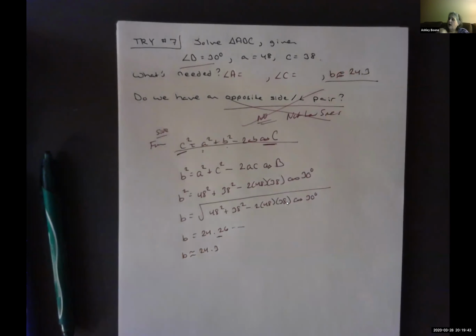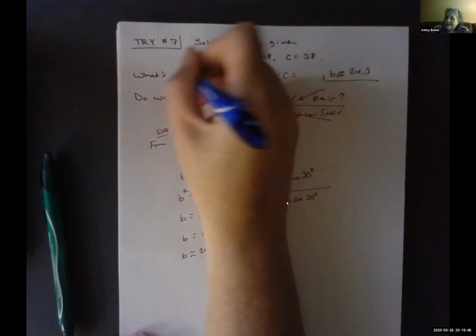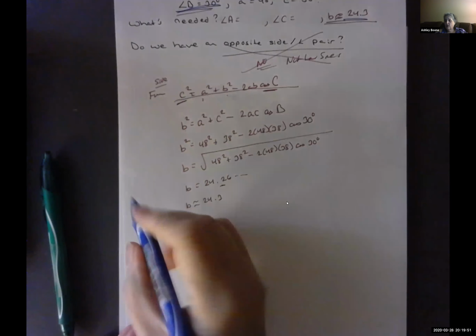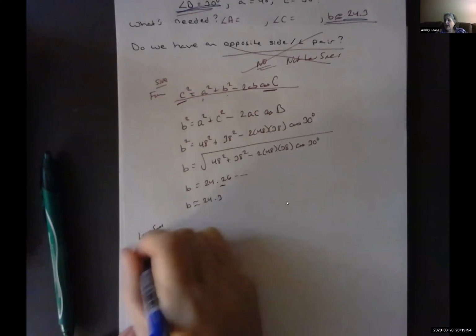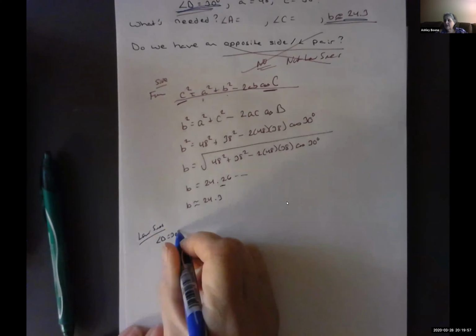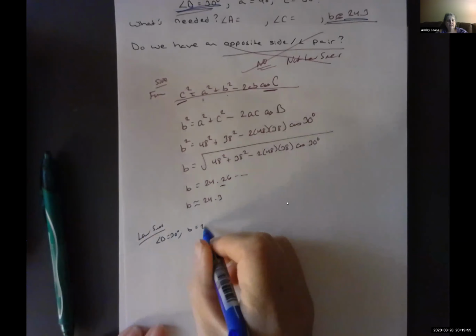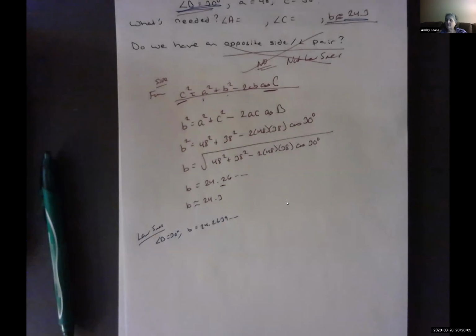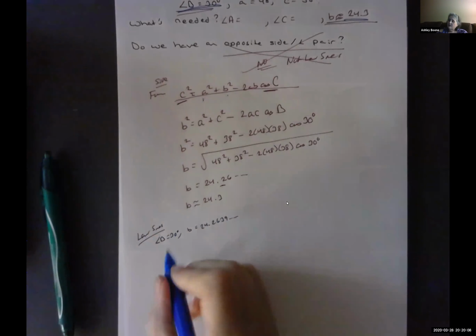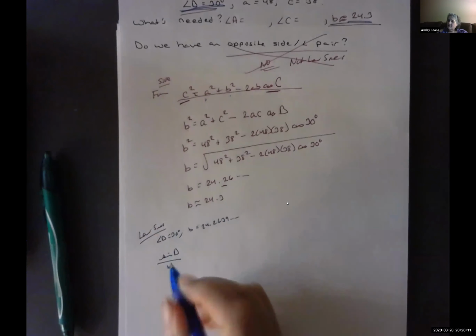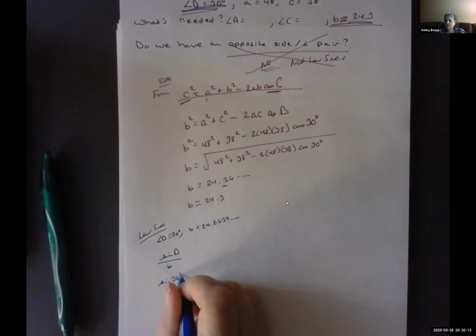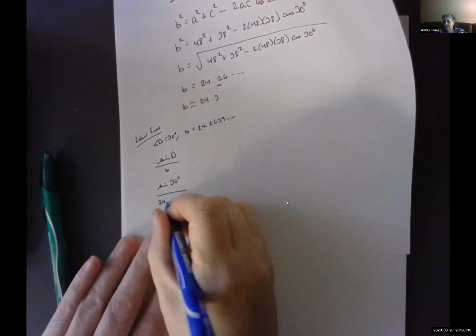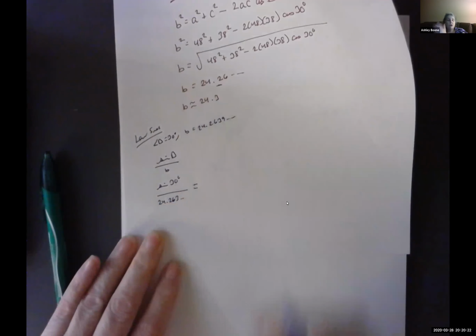We do have an opposite angle-side pair now. Again, I'm going to be as exact as possible in the problem, but I can go to my law of sines. I know that angle B is 30 degrees, and I know that side B is 24.2639. It goes on forever. I have it in my calculator, and we'll leave it there. So I can use law of sines where I go sine B is to B. So the sine of 30 degrees is to that 24.263, and so on.